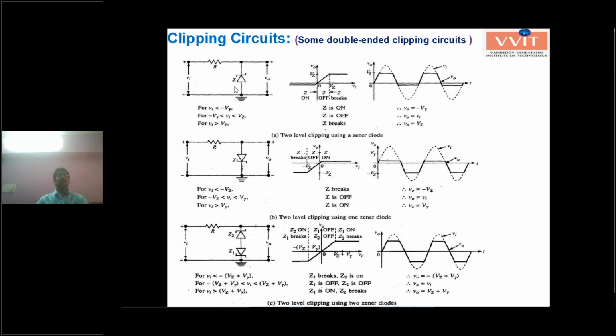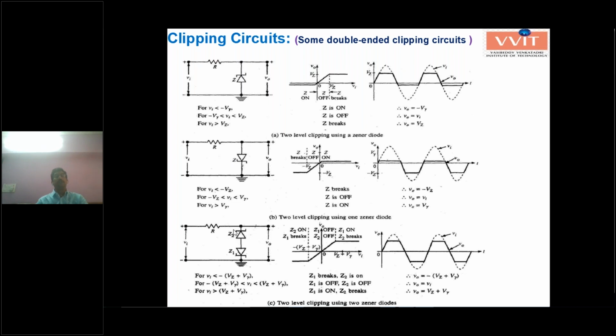Next, whenever the input voltage lies between minus V gamma and Zener breakdown voltage Vz, the Zener diode will be off. Once the Zener diode is off, it is an open circuit and input is transferred to the output. So V naught equal to Vi, slope equal to 1. And third condition, whenever Vi is greater than Vz breakdown voltage, then the Zener diode will break down. Then V naught equal to Vz, whatever the value of breakdown voltage, the same value will repeat.